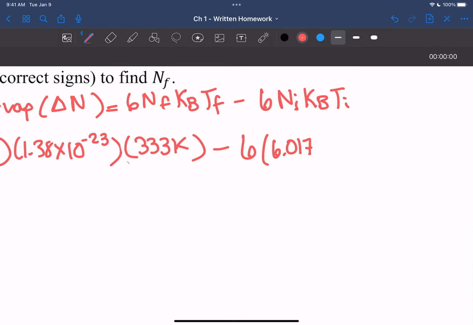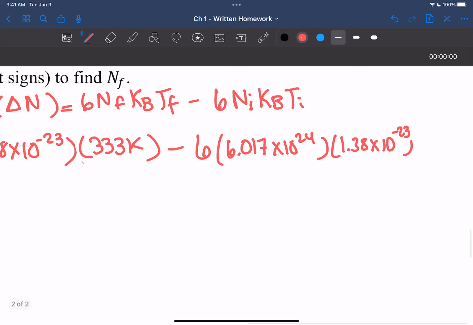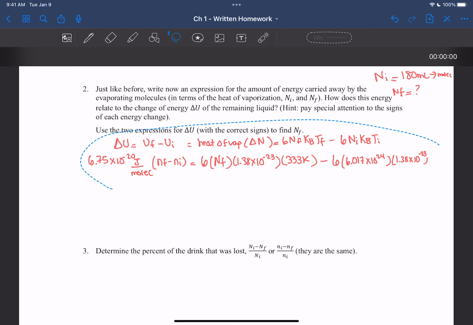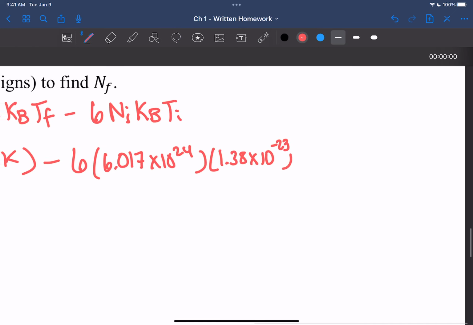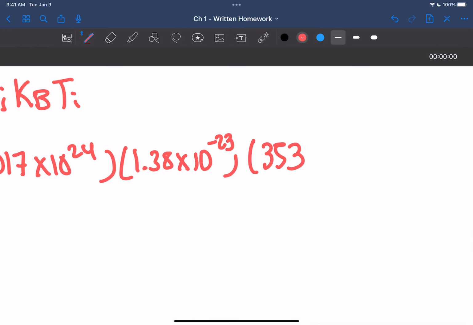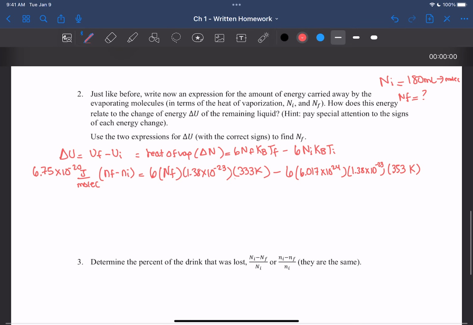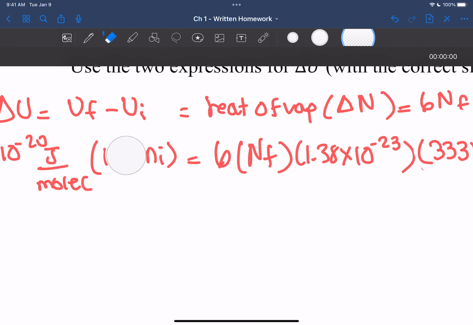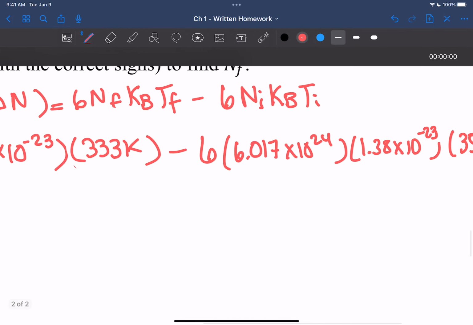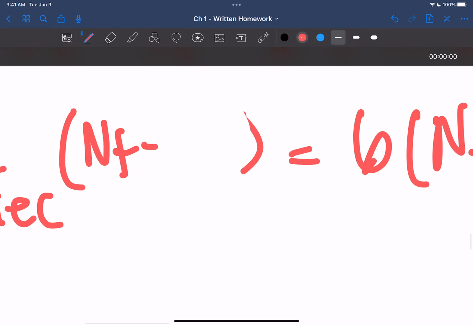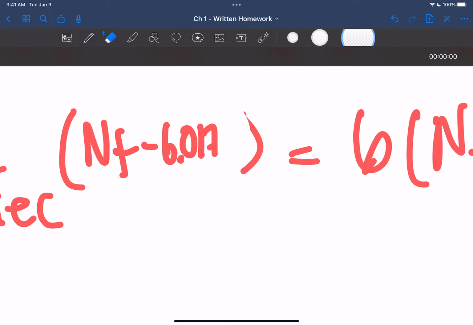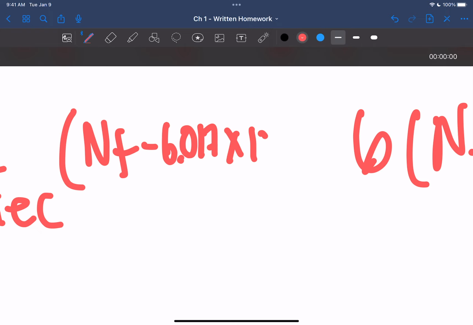So 6.017 times 10 to the 24 molecules times 1.38 times 10 to the negative 23 joules per Kelvin as your Boltzmann's constant. Move this over a little bit. And then TI, that was 353 Kelvin, right? So our NF is unknown. That's what we're trying to figure out. Our NI, on the other hand, would just be the same 6.017 times 10 to the 24 molecules from before.